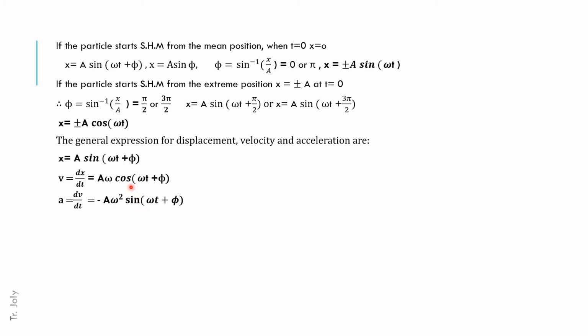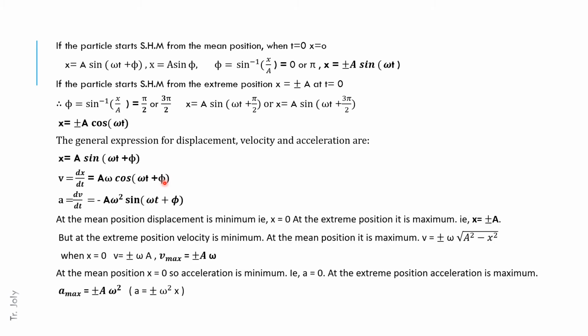Now you can see the equations for displacement, velocity and acceleration. They are all represented by sine or cosine functions. So these functions are known as harmonic functions. Now I think you understood SHM, simple harmonic motion. They are in terms of sine or cosine. Because of that they are known as harmonic functions.